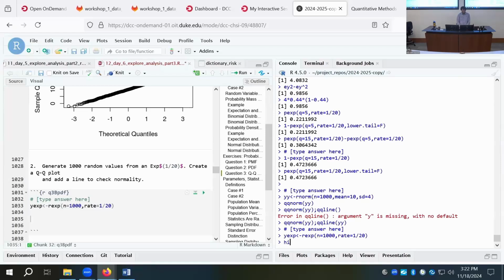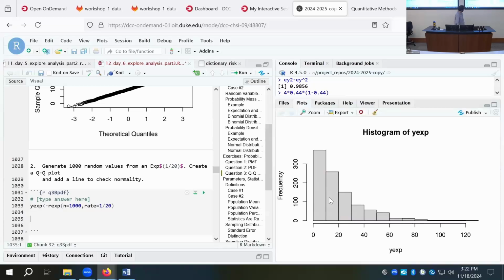And we don't even have to do it for this one. If we just looked at the histogram, it's like, well, that doesn't look normal. But let's use the QQ norm. So qqnorm, yexp, then qqline, yexp.